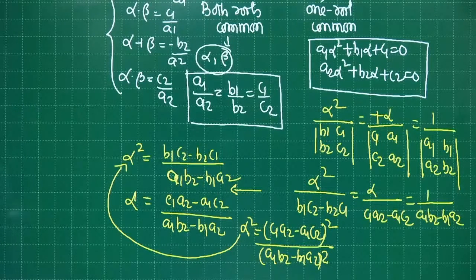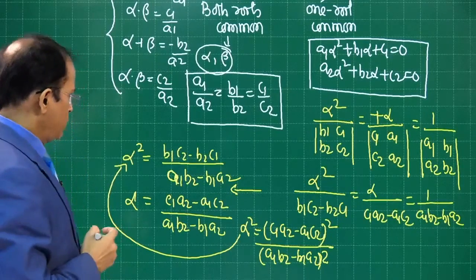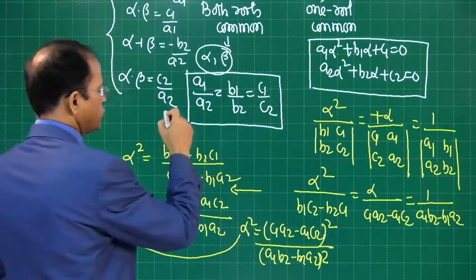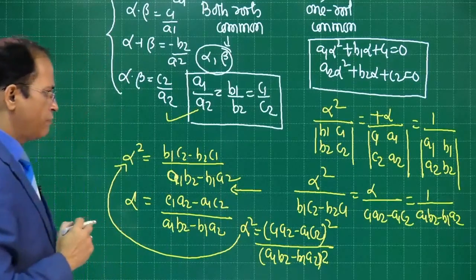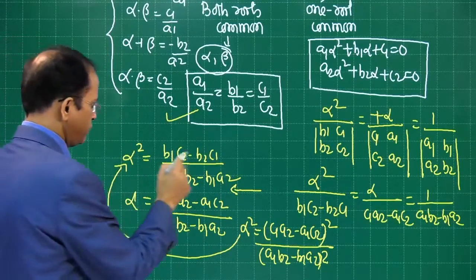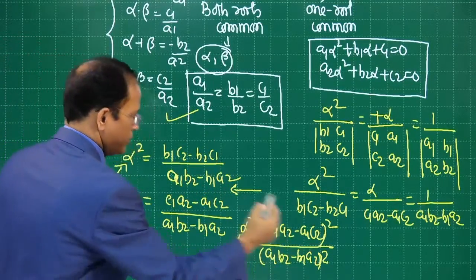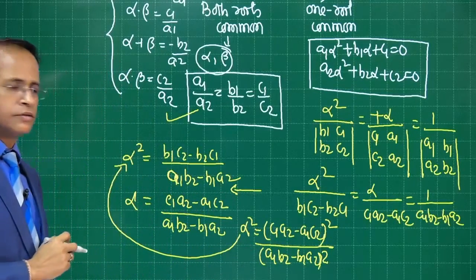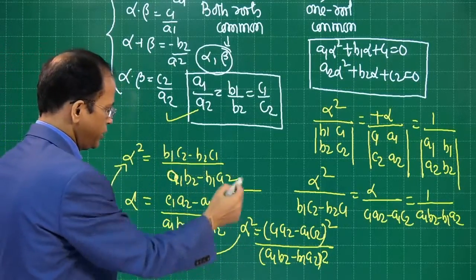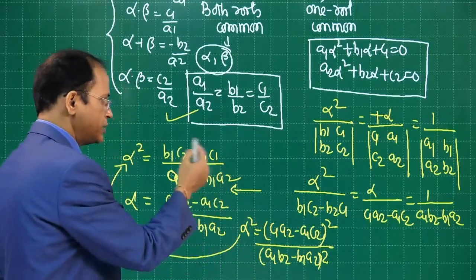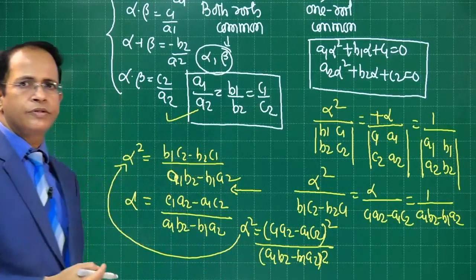Right, beta? You can see the conditions here. For both the roots common, this is the condition, and for one root common, we have this equal to this part, right? Both are alpha square, so this is how we learn it. I mean, you don't have to remember this, we can just substitute and get the values. Got it?